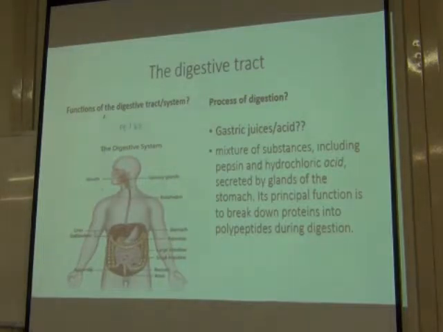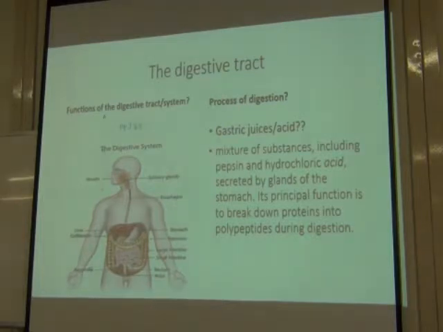Gastric juices are very, very important. So what this means is that in the absence of gastric juices, what will happen to your banana? It probably will come out the same, in the absence of gastric juices, yes.